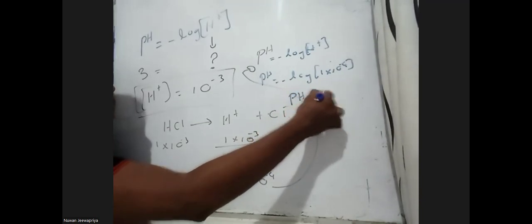Right. So then pH is equal to what? 4. The new pH value is 4. That is the answer for the 16th one.